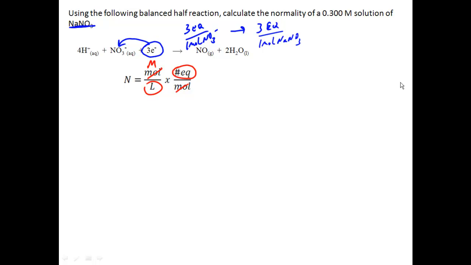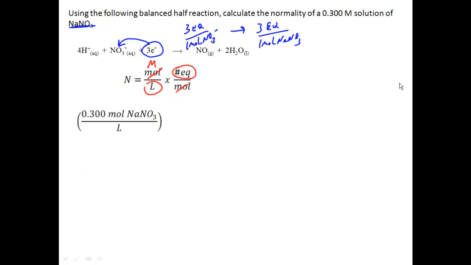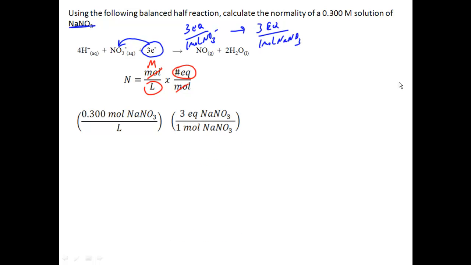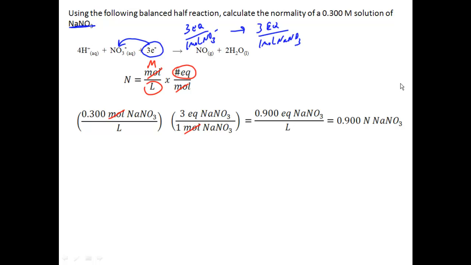So to do my calculation then, I'll start off with my molarity. I have 0.3 moles per liter of sodium nitrate. What I want to do now is convert that moles into equivalents by using my number of equivalents per mole, which we just said is 3 equivalents of sodium nitrate for every 1 mole of sodium nitrate. My moles cancel. So now I'm left in equivalents per liter, which is the unit for normality.